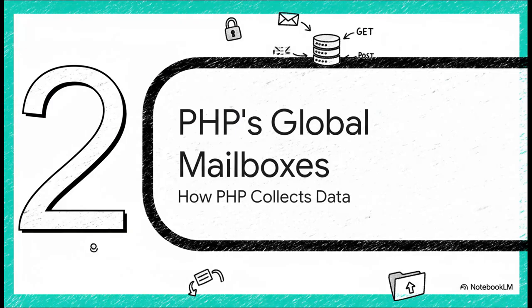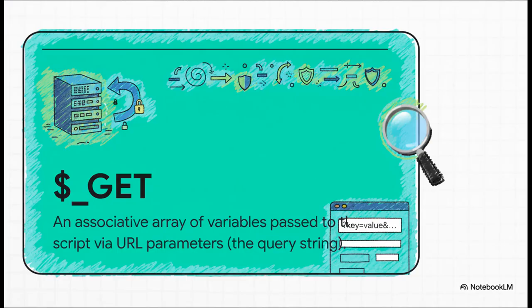Okay, so if the server knows how the browser is talking, how does PHP actually get the data? Well, that brings us to what I call PHP's global mailboxes. These are the ways it automatically collects and organizes all that incoming information for you. First up is $_GET. Whenever data is sent using the GET method, it shows up in the URL right after a question mark. PHP automatically parses this query string and neatly places all the key value pairs into the $_GET array, ready for you to use anywhere in your script.